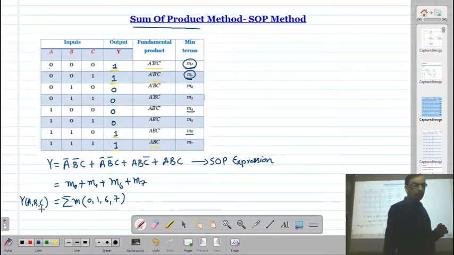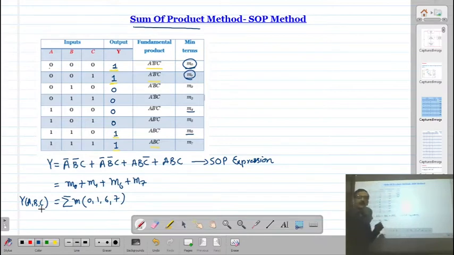Remember, when you write this, you always have to represent how many variables there are. If the variables are A, B, C and D, then the expression will be different. That is why it is necessary to write the variables, A, B, C or A, B, C, D, X, Y, Z or P, Q, whatever they are. So the SOP Boolean expression we can write in these three forms: either in ABC form, or as the summation of the fundamental products, or using the symbol sigma M(0, 1, 6, 7).